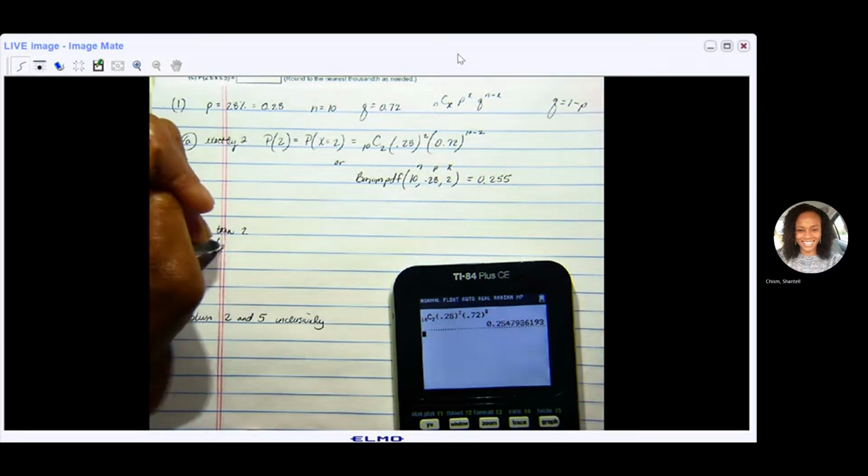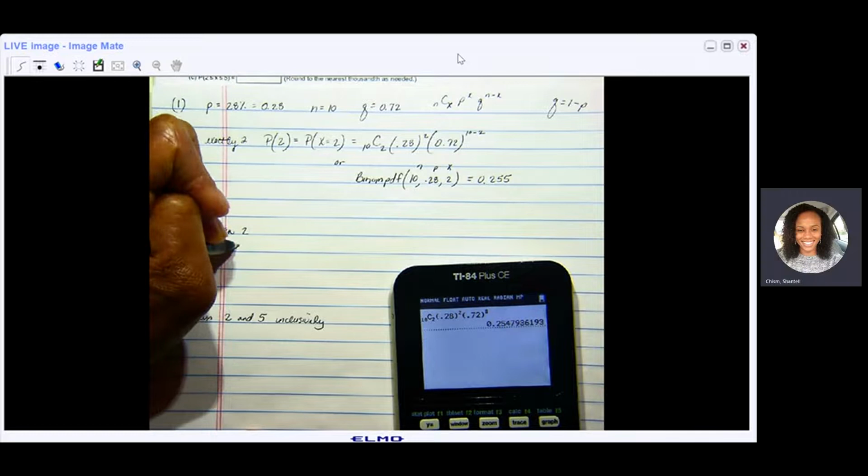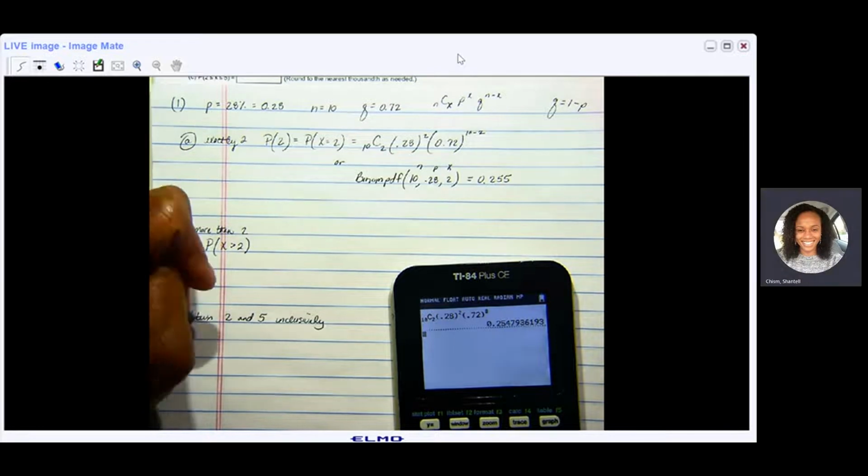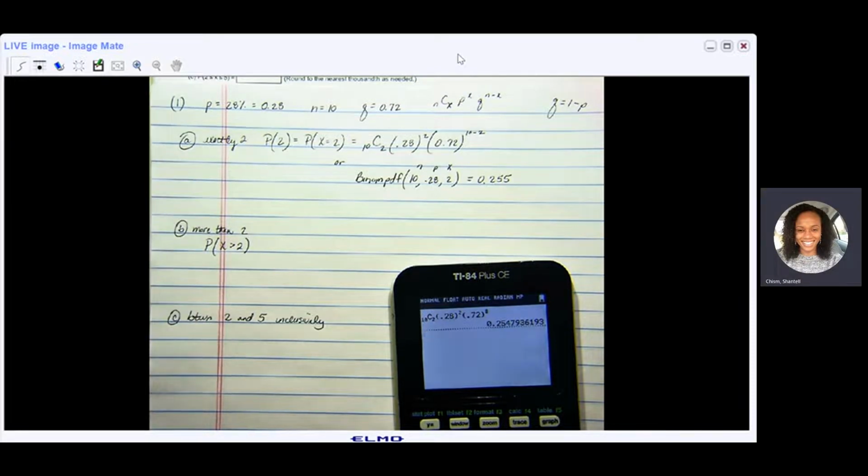Probability that X is more than 2. So the probability that X is greater than 2 is what you would have there. Now this one would require us to use the formula repeatedly. I'm not sure that you want to do that on this. We would literally have to use the formula for everything more than 2.